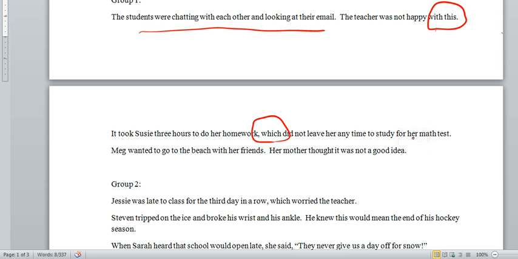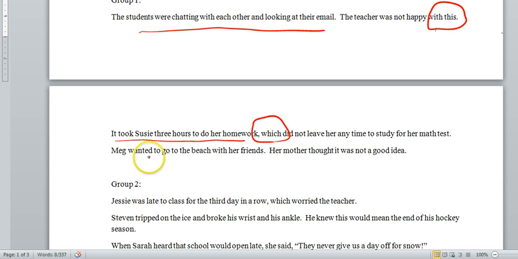Here, the faulty pronoun is which. What did not leave her any time to study for her math test? The fact that it took her 3 hours to do the rest of her homework. So again, when you have a pronoun that refers to a whole clause, you have a reference problem because the word which should refer back to one noun only, and clearly here it does not.